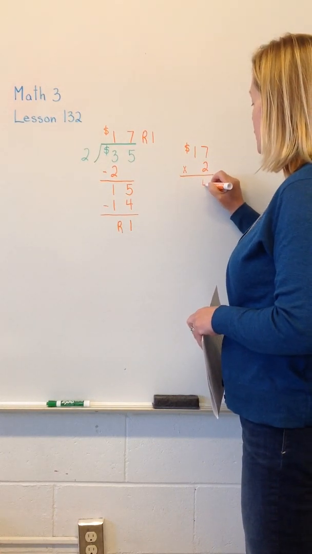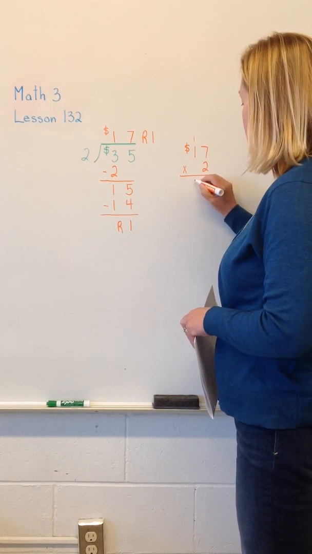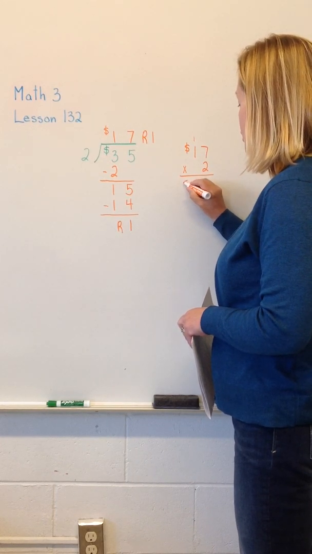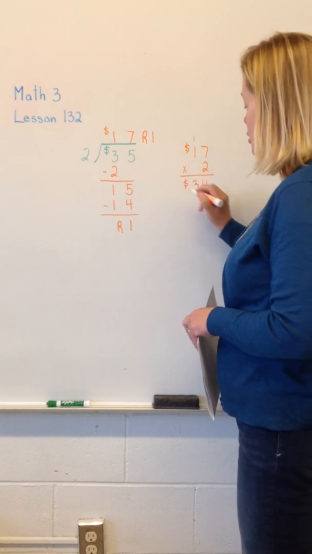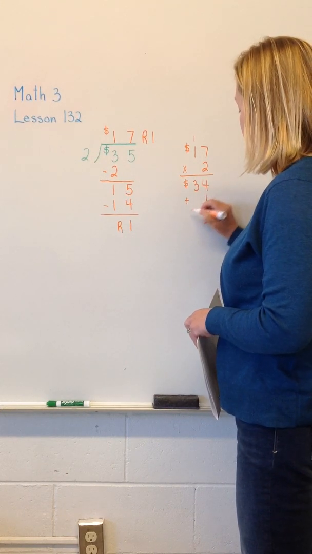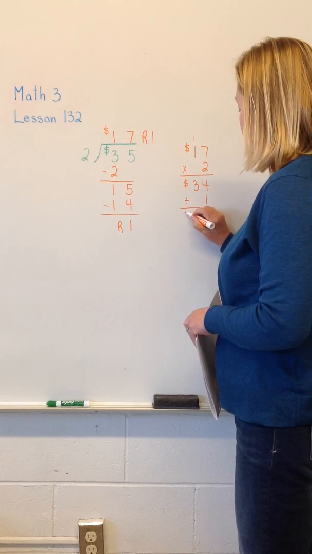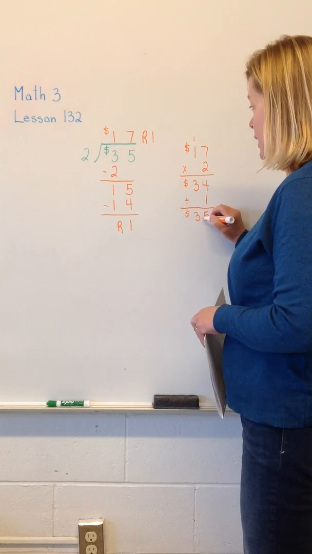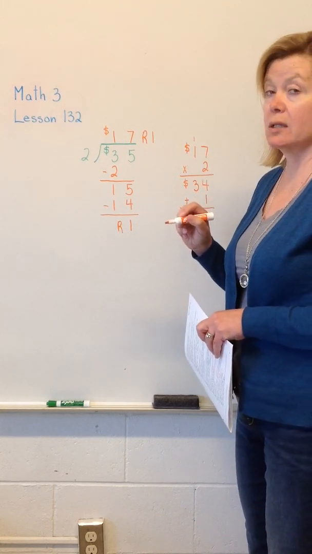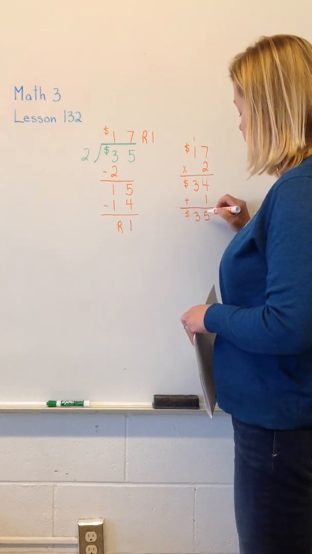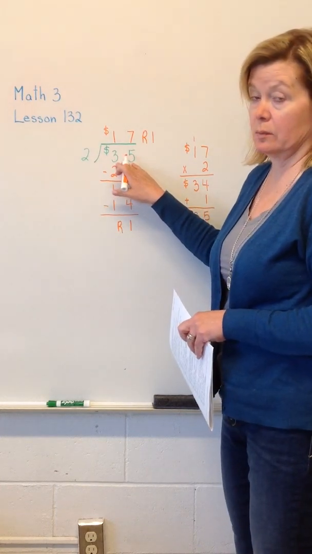2 times 7 is 14. 2 times 1 is 2, plus 1 is 3. So we have $34. But remember, we have this remainder, so we need to add that dollar. Now our answer is $35. Remember, when we check our division answer by multiplying, this needs to equal what's inside the division box.